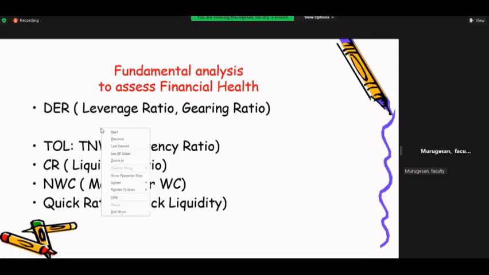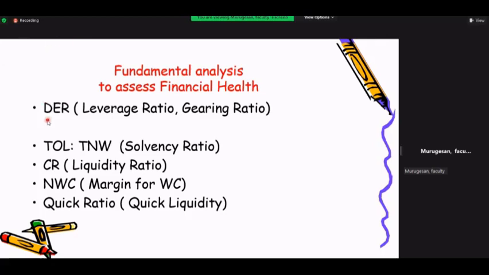For example, if you go to a doctor, what will he do? First, he will take a stethoscope and measure your BP or heartbeat. Next, he will measure your BP, sugar, hemoglobin. Similarly, as a banker, for any balance sheet, these 5 are important. What is number 1? Debt equity ratio.